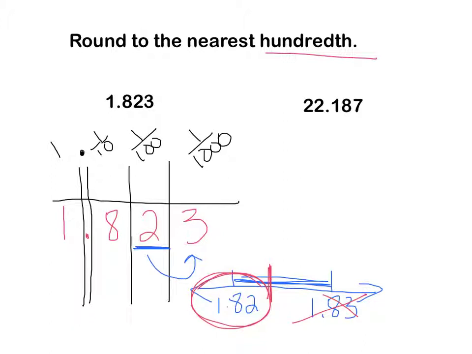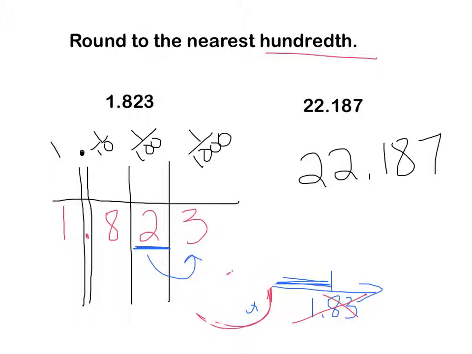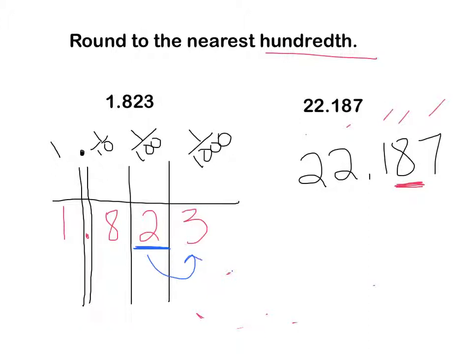Now, let's try this without all the chartage. See if we can get there. So we have this number 22 and 187 thousandths. And again, we've been charged with rounding to the nearest hundredth. So first thing I'm going to do mentally is say to myself, okay, I have 2 in the tens place, 2 in the ones place, 1 in the tenths place, 8 in the hundredths place, 7 in the thousandths place.